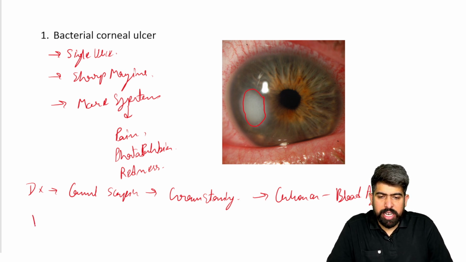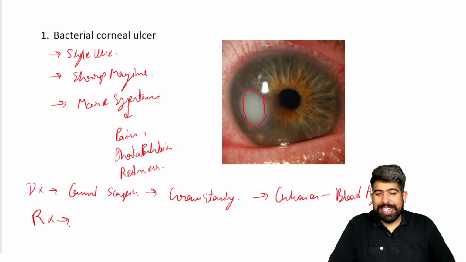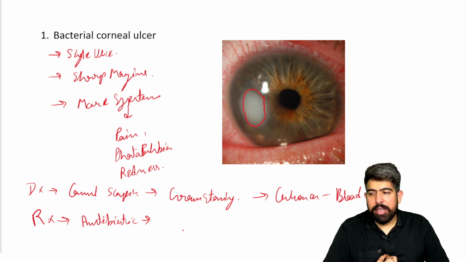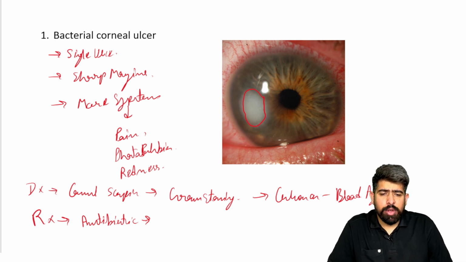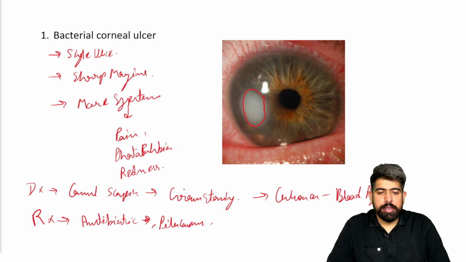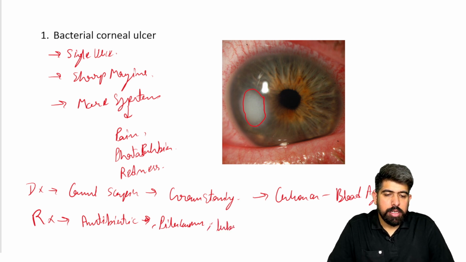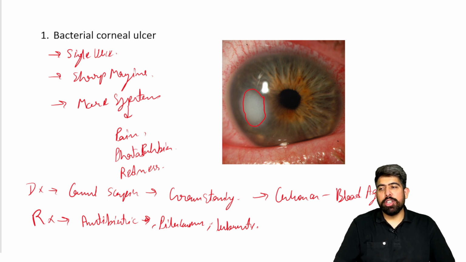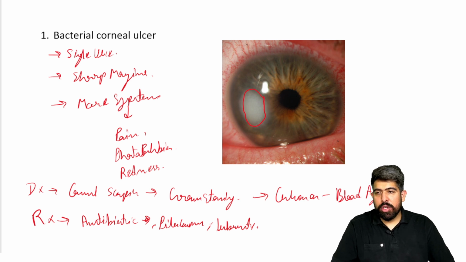If I'm talking about the treatment, what should be the treatment of your bacterial ulcer, guys? Of course, we have to give antibiotics. With the antibiotics, we give pilocarpine as a miotic to decrease the pain, and we can add lubricants also. So antibiotics, pilocarpine as the miotic, and lubricant should be given. This is the case of your bacterial corneal ulcer.